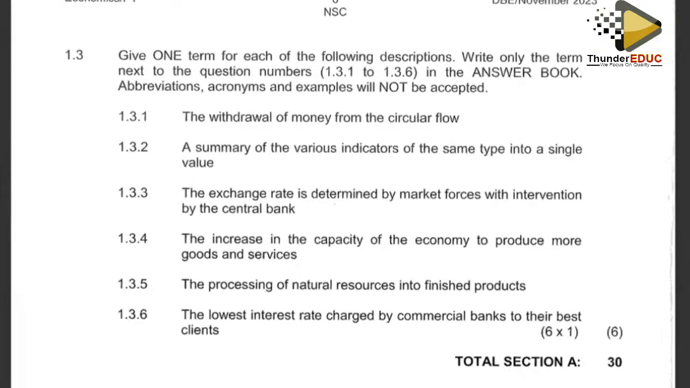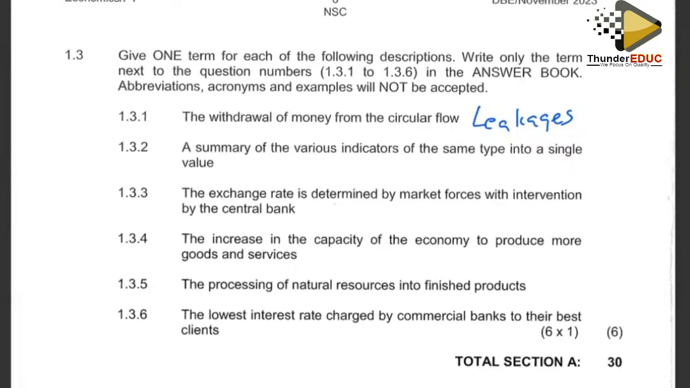The withdrawal of money from the circular flow. So now whenever we talk of the withdrawal of money from the circular flow, remember we talk of the leakages. Because when we talk of the inflow of money into the economy, it is nothing but injection, while the outflow of money from the economy is nothing but the leakage. So this is nothing but leakages. Okay, right, great talk. So now let's move on to 1.3.2.